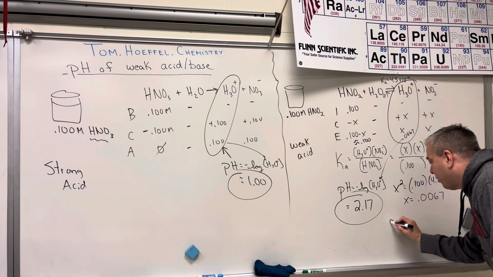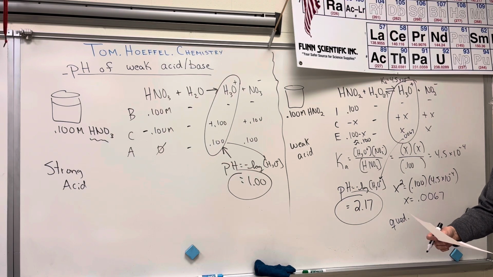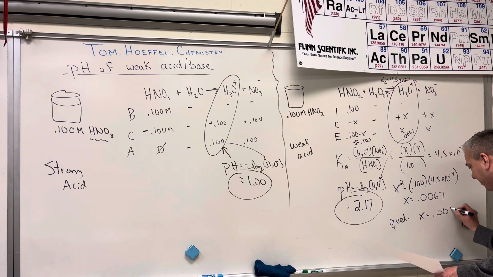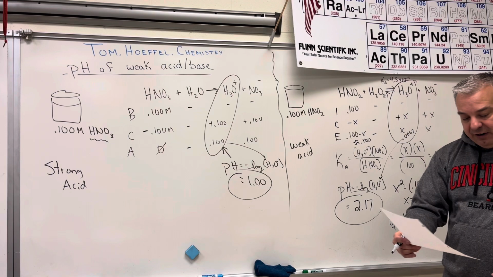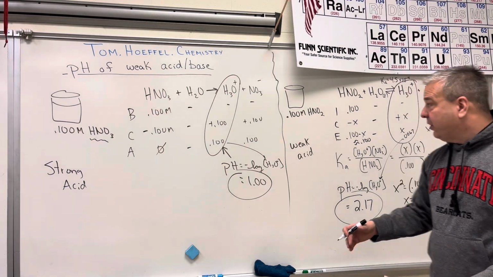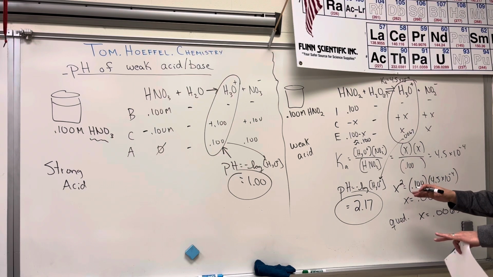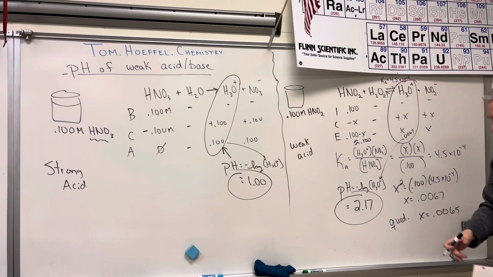Now, if we use the quadratic equation, because I said I would do a comparison of this, this value for x would come out to be 0.0065. So you can see it's only off by 0.0002, which ends up being fairly insignificant. So I just want to make sure that you understand that not using the quadratic equation and doing the approximation method is perfectly legit.